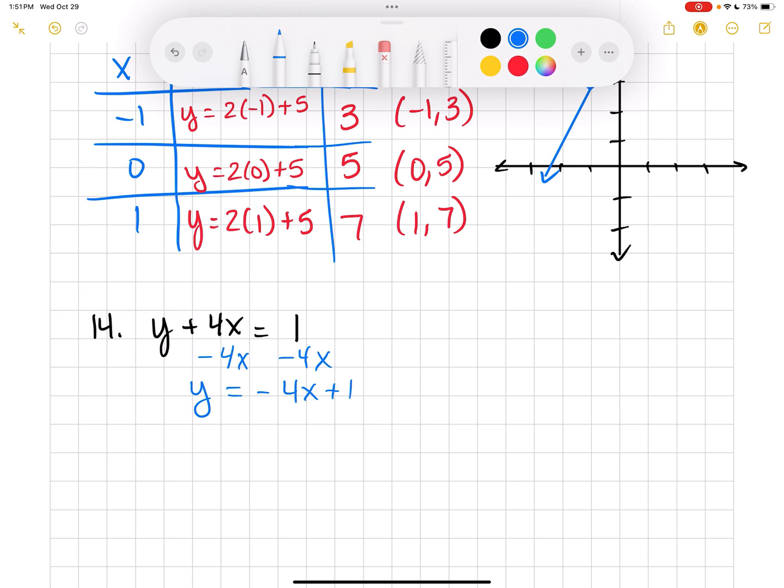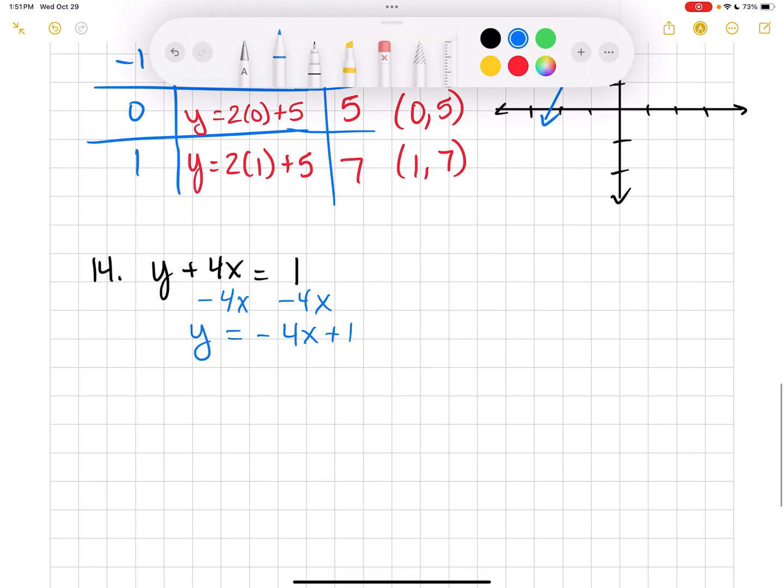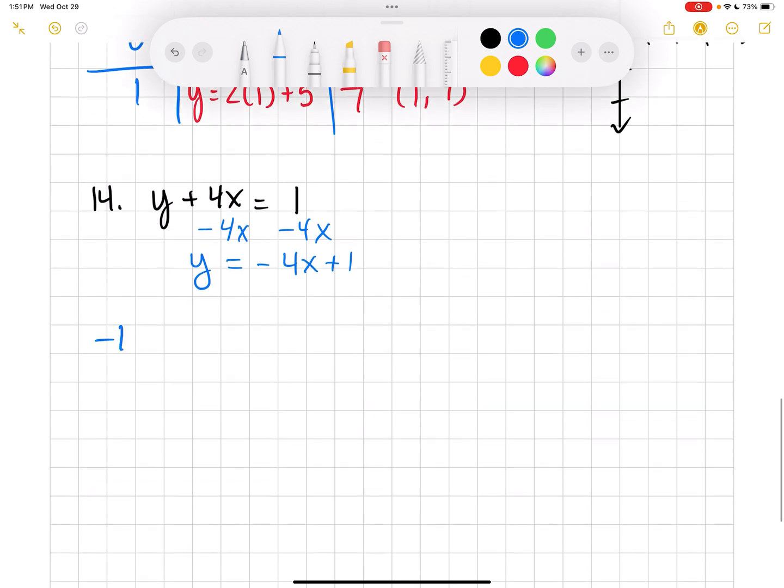All right, so now I need to set this up. What numbers do you guys want to use? It doesn't have to be negative 1, 0, and 1.